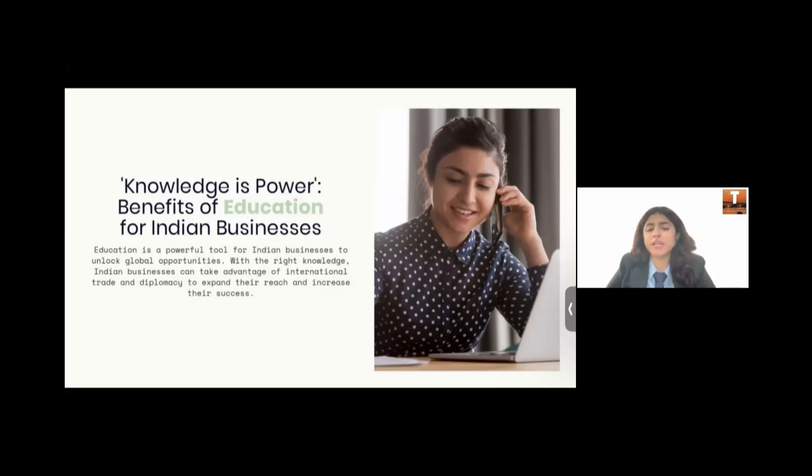So through education, individuals can learn how to analyze situations, gather relevant information, and make effective decisions. And these skills enable Indian businesses to adapt to change, to market dynamics, and develop innovative products and services and stay ahead of the competition.